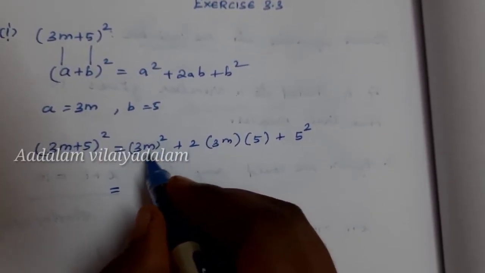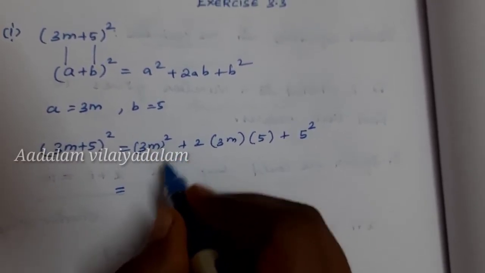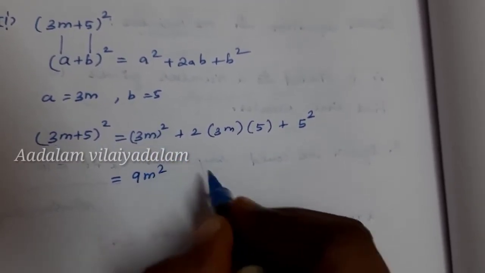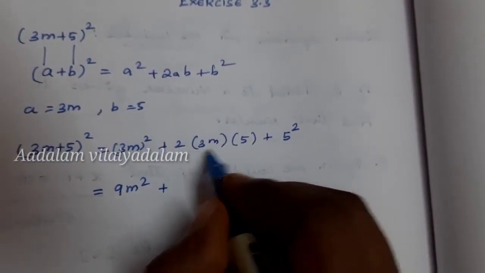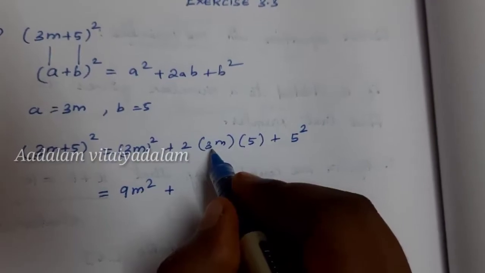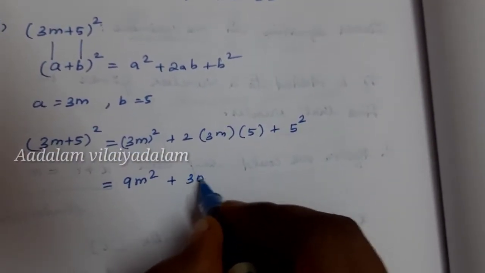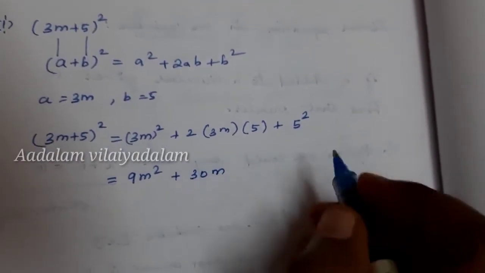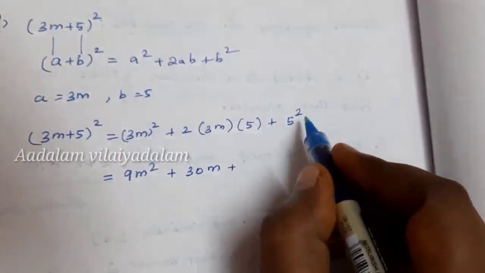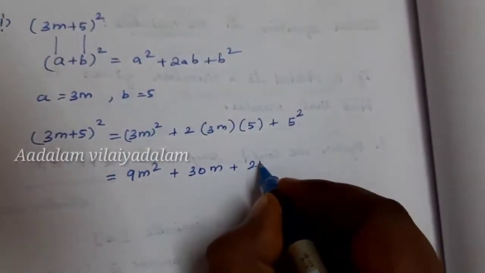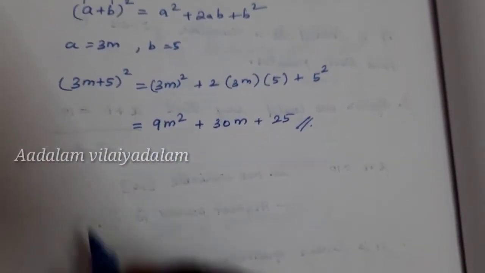So we are going to square the number. Squaring the number, 3 3s are 9 and we get 9m square. Next just multiply the numbers, that is 2 3s are 6 and 6 5s are 30. Then the remaining variable is m, and the square of 5 is 25. So this is the answer for this first subdivision.